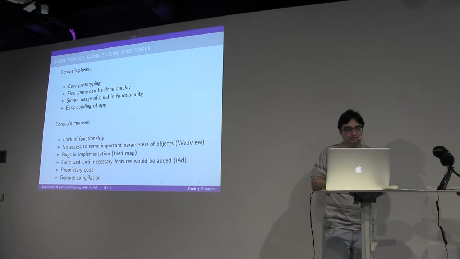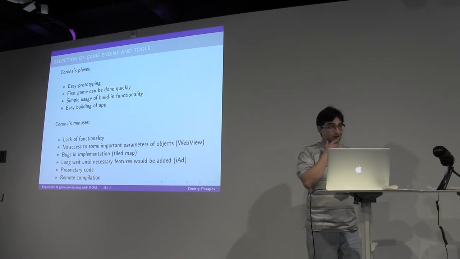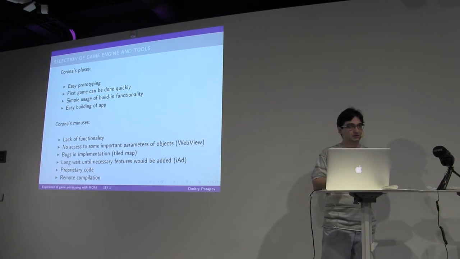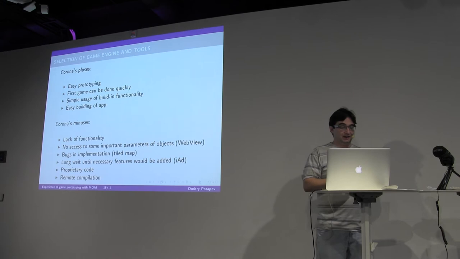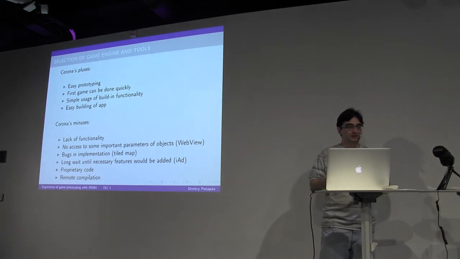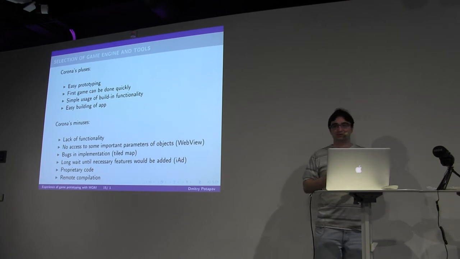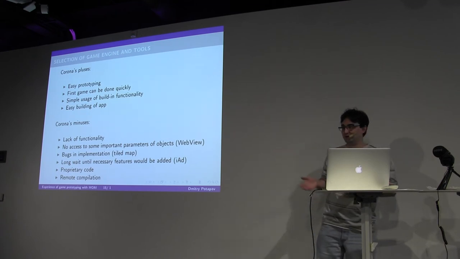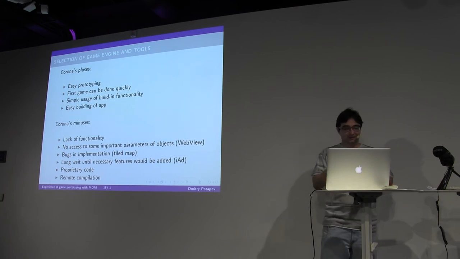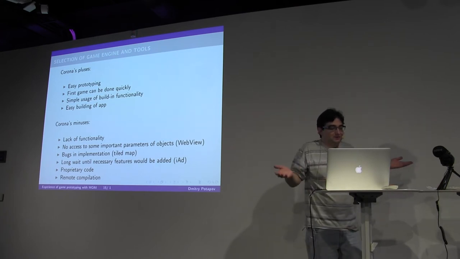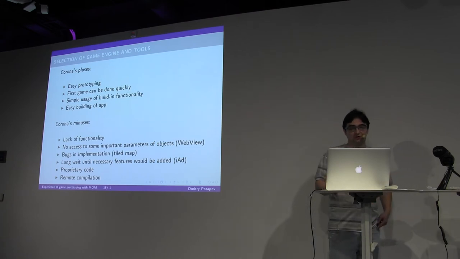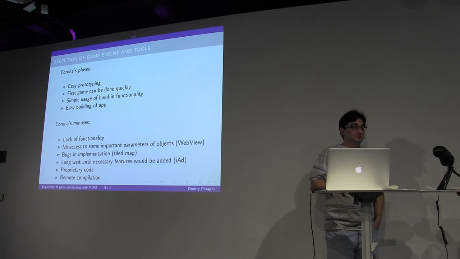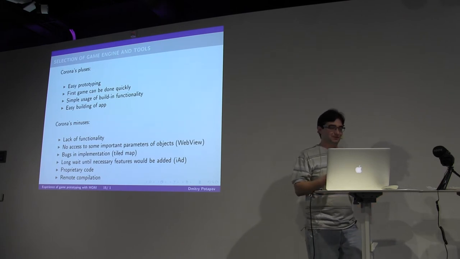For example, people asked them to implement support for iAd, and it took a year for the Corona developers to add it. And you can do nothing about it. That's why it's better to switch to open source, because you can extend it by yourself or hire a man who can do it. But with this kind of thing, you just wait, and that's all. And remote compilation is also a showstopper for me, because I want to control the process.